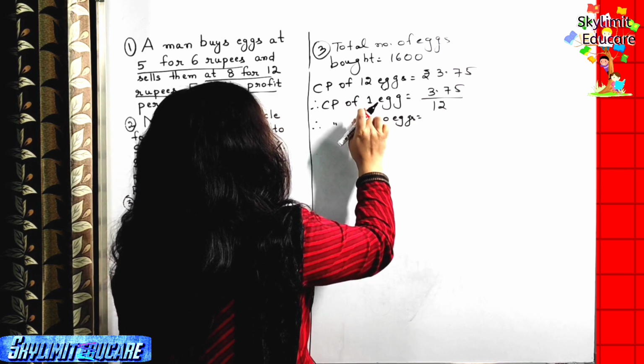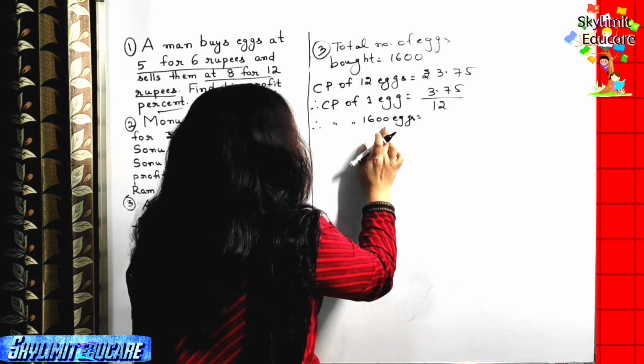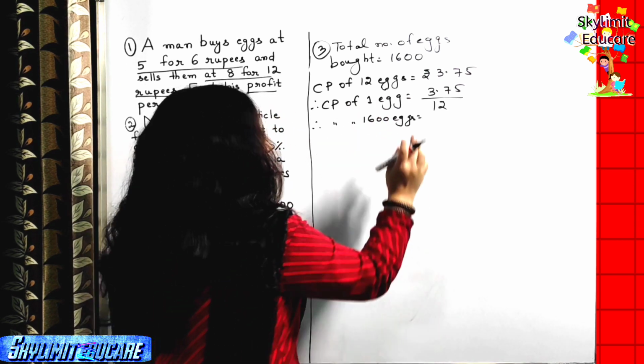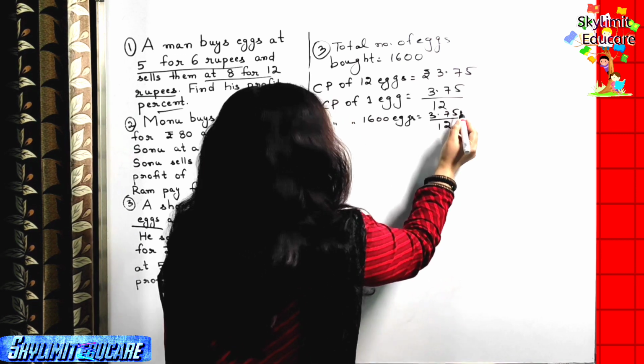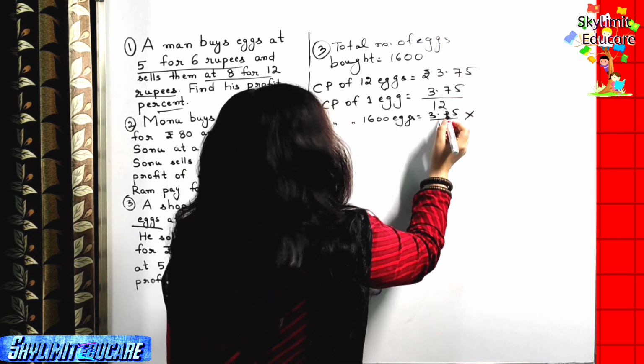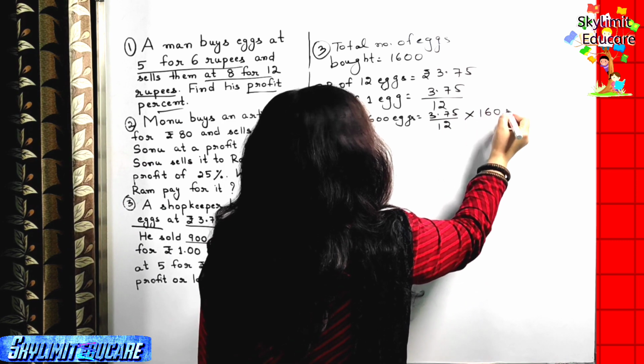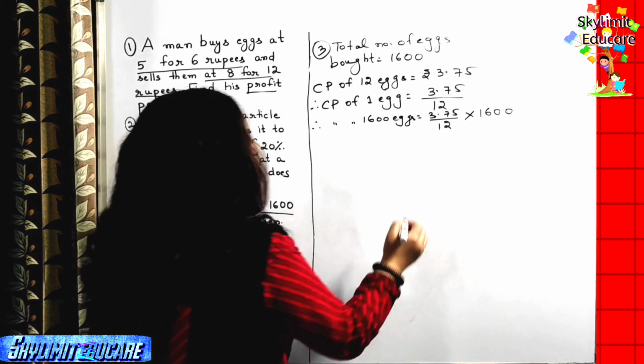Because you see here, cost of 1 will be less than 12 and cost of 1600 will be more than 1. This is the price of 1 egg. So the price of 1 egg multiplied to 1600 will give us the price of 1600 eggs, right? So now let's solve it, students.